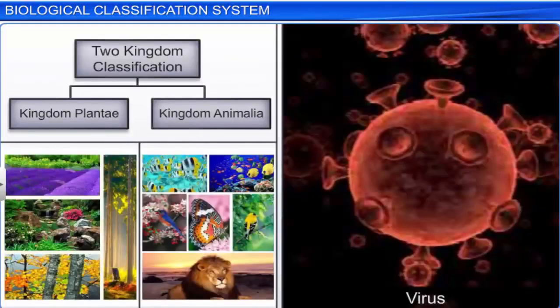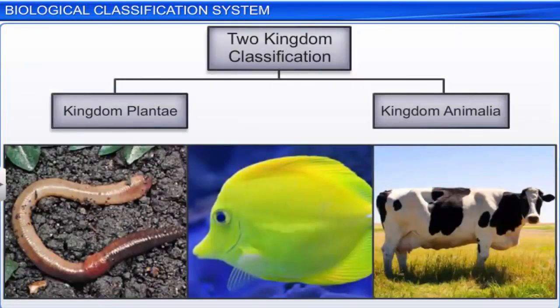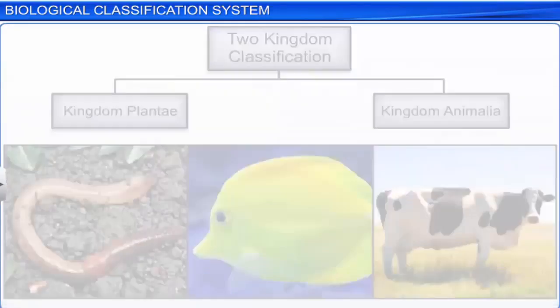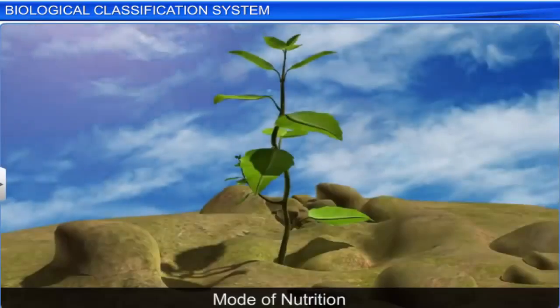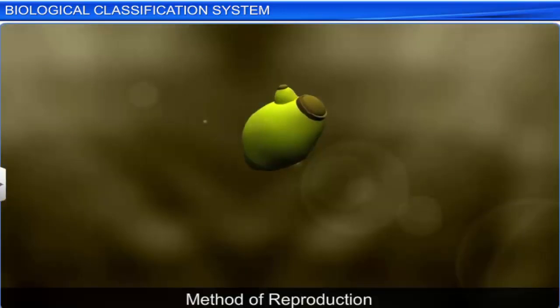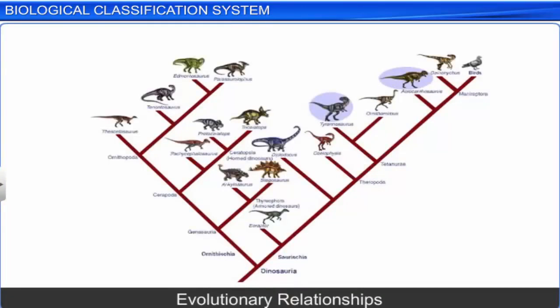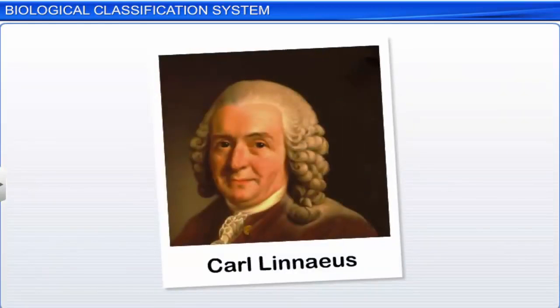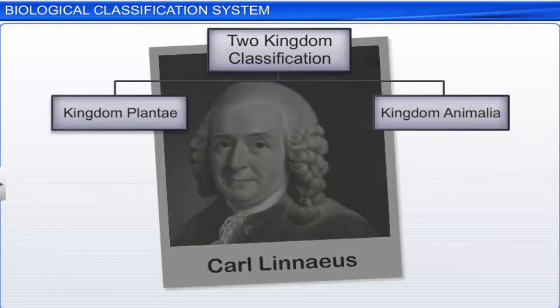There were also a large number of living organisms that did not fall into any category under this system. New studies about various organisms also revealed enormous variations of characteristics within the organisms of the same group, like cell structure, mode of nutrition, methods of reproduction, and evolutionary relationships. Therefore, though the two-kingdom classification system was used for a long time, it proved to be an inadequate system recently.